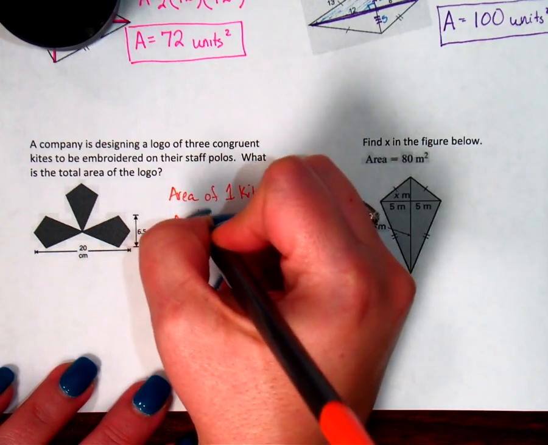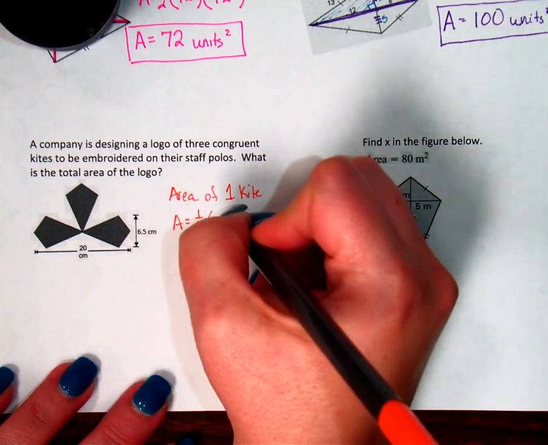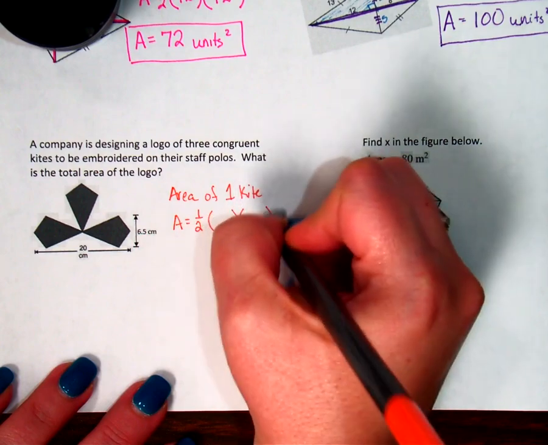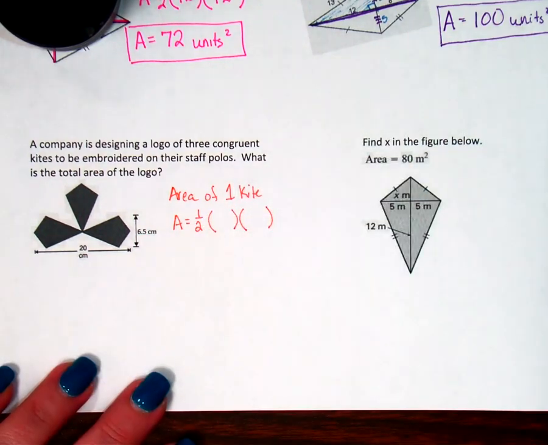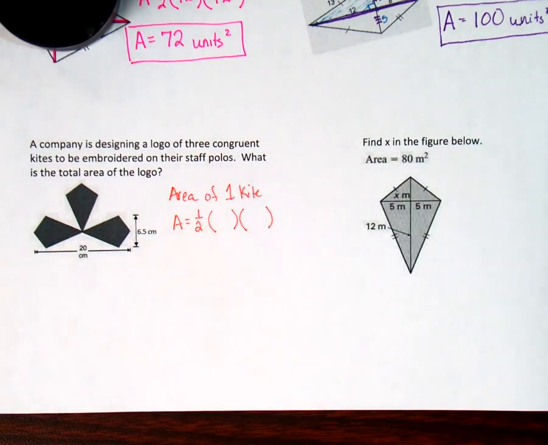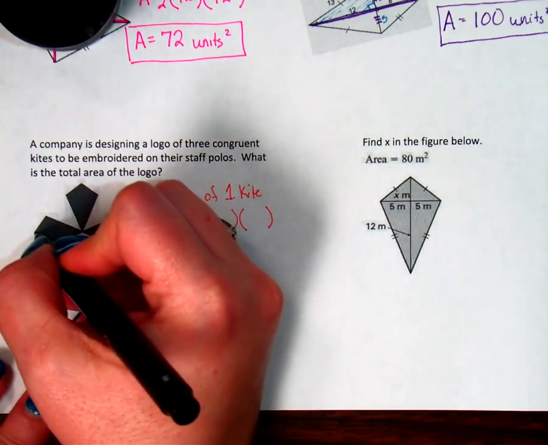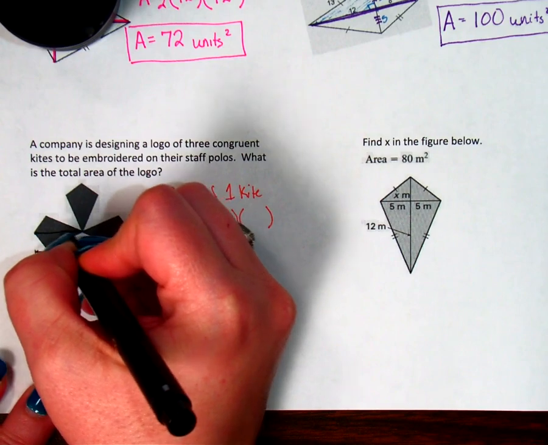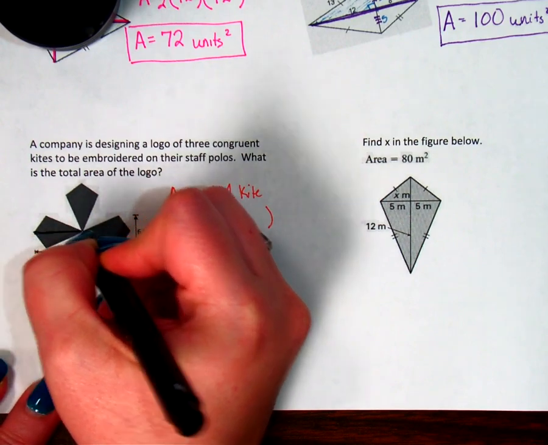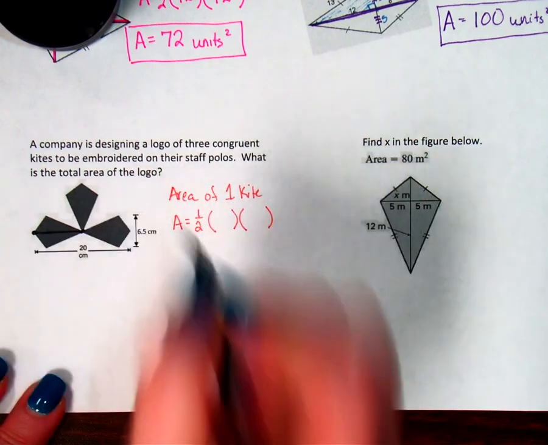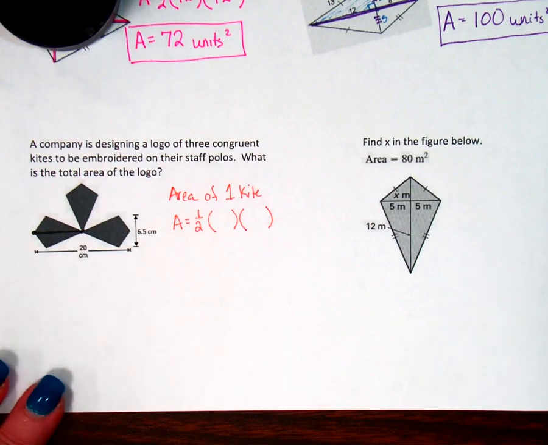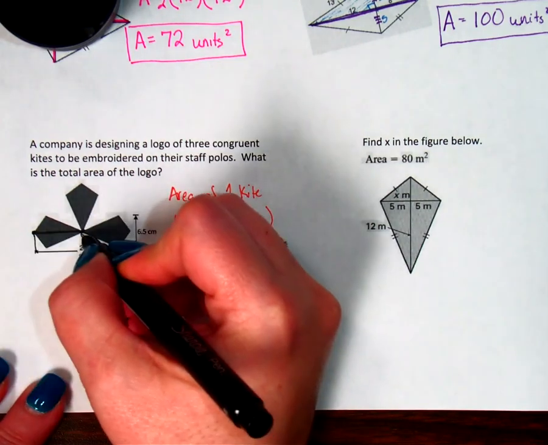So I know it's going to be 1/2 its diagonal times its other diagonal. So let's figure out what the 2 diagonals are. When I look at my first, I'm just going to pick one randomly, and I'm going to go, all right, let's just look at this one and figure out, well, how long is it on that one diagonal? Okay, so just from here to here.